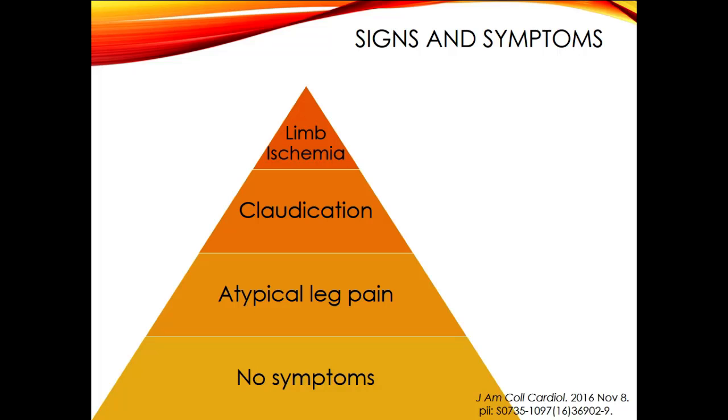The signs and symptoms of PAD are variable. The common signs and symptoms of PAD are listed on this slide, with the least severe at the bottom and most severe at the top of the pyramid. The vast majority of your patients will present asymptomatic or with atypical leg pain. So most of your patients will be at the bottom two sections of the pyramid. In clinical studies, atypical leg pain has been defined as non-joint related limb symptoms that can contribute to functional impairment, such as impaired walking, which is comparable to patients with claudication.